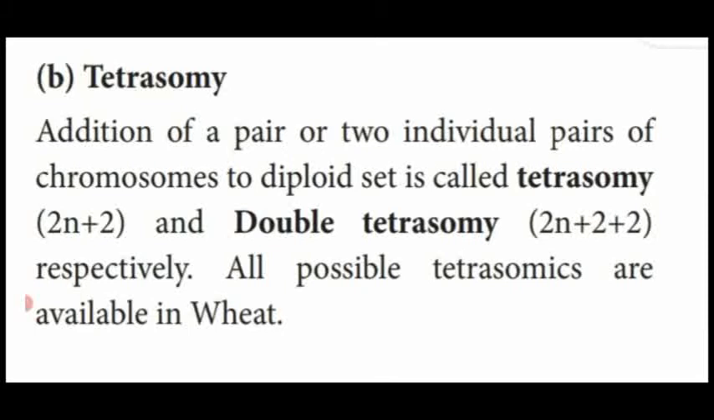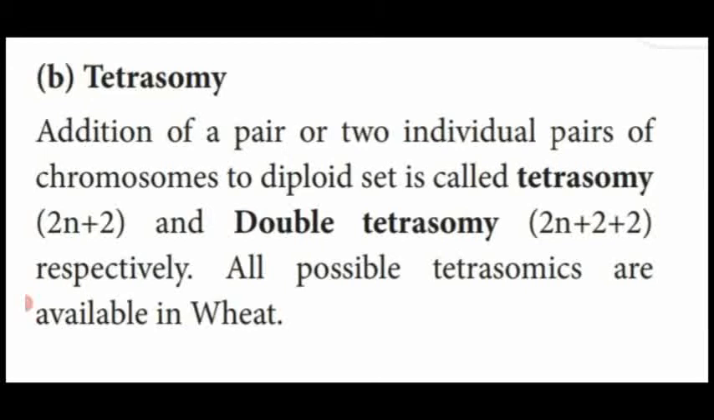Next we are going to see tetrasomy. Addition of a pair of individual chromosomes along with the diploid set is known as tetrasomy. The formula is 2n plus 2. At the same time, adding two more sets of chromosomes is also possible. That formula is 2n plus 2 plus 2, and that is said to be double tetrasomy.